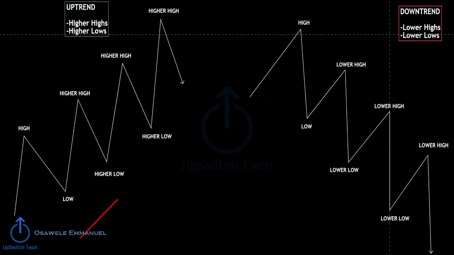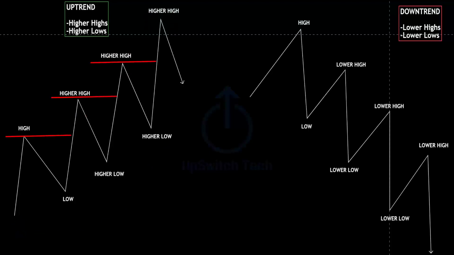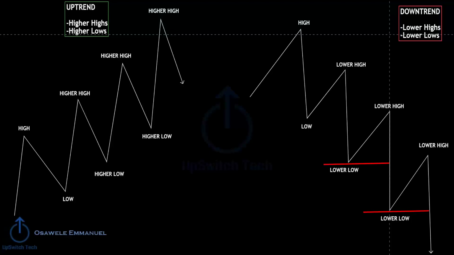On an uptrend, when the market price is making a series of higher highs, it is in that process breaking previous highs, that is, breaking previous market structure, which is called break of market structure, in short, BoS. And on a downtrend, when the market price is making a series of lower lows, it is in that process breaking previous lows, that is, breaking previous market structure, which is, as earlier said, called break of market structure.